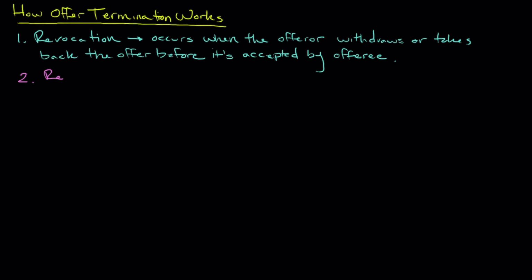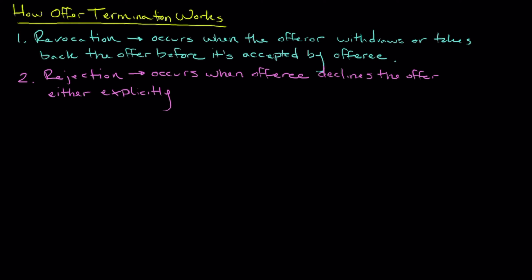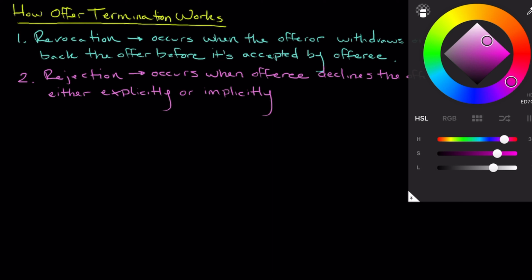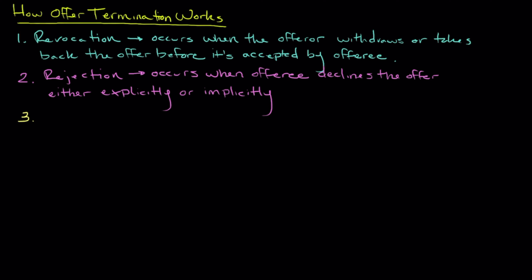Now, the second way that an offer can be terminated is through what's known as rejection. Rejection occurs when the offeree declines the offer either explicitly or implicitly. Once the offer has been rejected, it cannot be accepted at a later time. Rejection is a pretty simple concept to understand. So if you were selling something to a friend, let's say a piece of artwork, for $500, but your friend says that they're not interested in purchasing it, that would qualify as rejection and, of course, terminate the offer. In which case, you would be free to offer the piece of artwork to someone else or just withdraw the offer altogether.